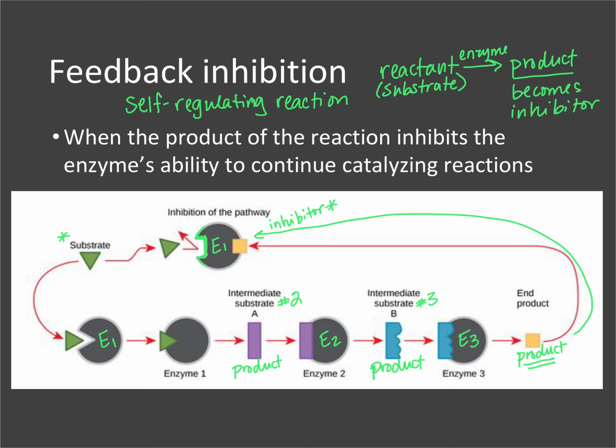And so what this means is that as more and more product is being made, more and more of the enzymes are going to be turned off or down-regulated. And so that's why I said this is a self-regulating reaction. It's because the product actually shuts down the reaction when it starts to get too concentrated.